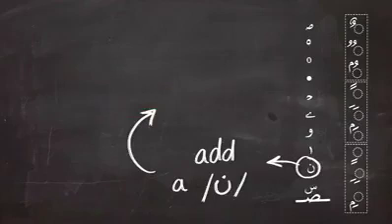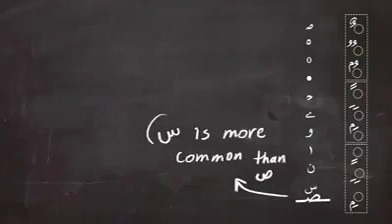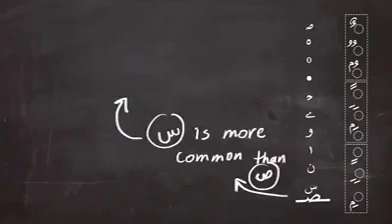Last is the sin, and there are two possibilities here for this sin. The first is when it comes above the sad, like what you see here, like in this example. وَاللَّهُ يَقْبِضُ وَيَبْسُطُ. And it means that even though the word is originally written using the sad, it is better or more common to pronounce the sin instead of sad. So it is better to say وَيَبْسُطُ. So you pronounce the sin instead of the sad.